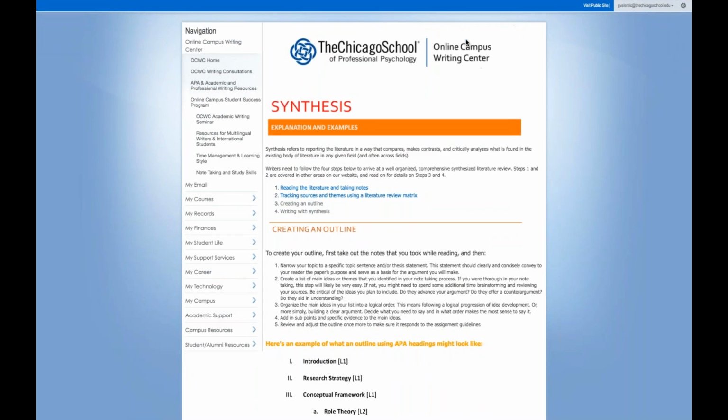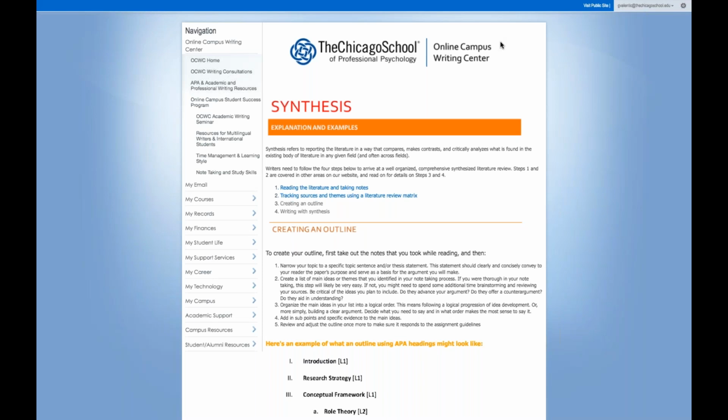To begin with, synthesis refers to reporting the literature in a way that compares, makes contrasts, and critically analyzes what you've found in that research. So it isn't just a summary of the research. There needs to be an overall theme and sub-ideas to this assignment that you're completing. There are 4 steps that you can follow to arrive at a well-organized and comprehensive synthesis.